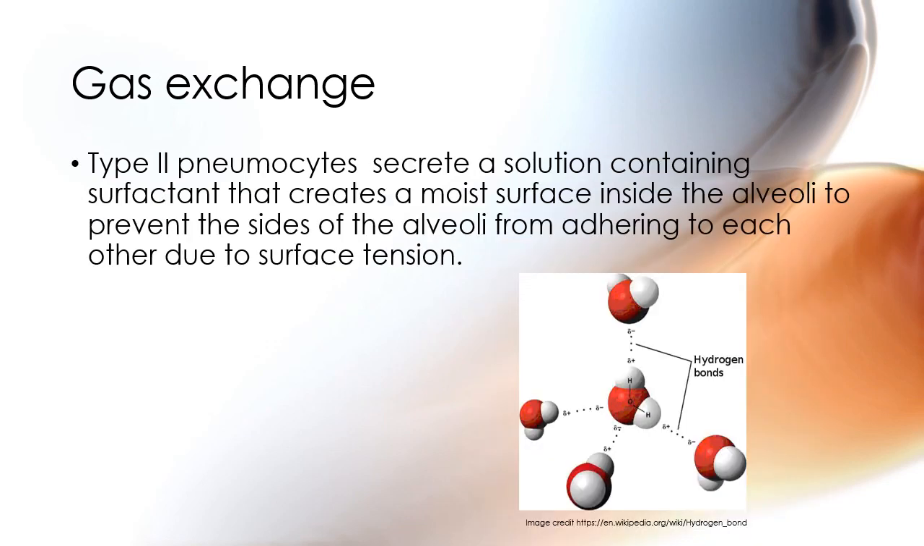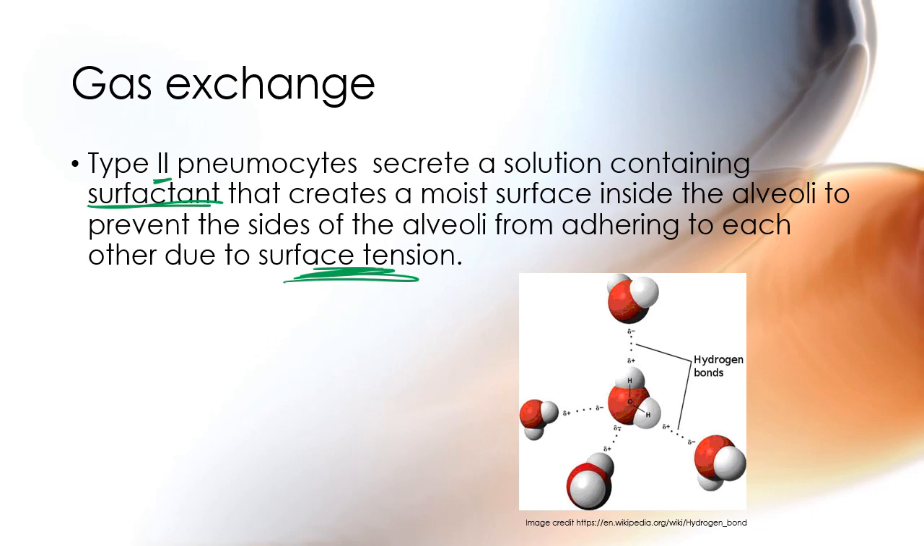We also have these type 2 pneumocytes. There aren't as many of them, but they do also have a super important job. They're going to secrete this solution called surfactant. Surfactant is a little bit like soap. It is going to create a moist surface on the inside of the alveoli that reduces the surface tension of the water molecules that are inside the alveoli.